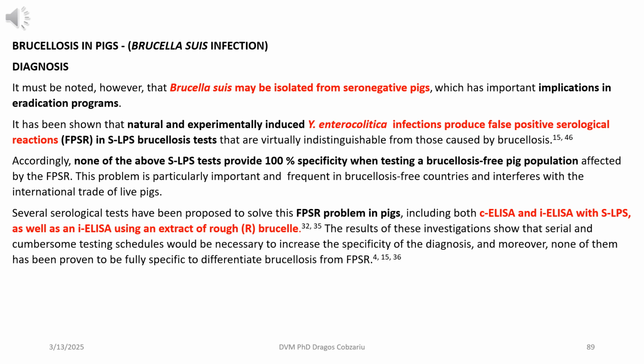Several serological tests have been proposed to solve this FPSR problem in pigs, including both C-ELISA and I-ELISA with SLPs, as well as an I-ELISA using an extractive rough R. Brucella. The results of these investigations show that serial and cumbersome testing schedules would be necessary to increase the specificity of the diagnosis, and moreover, none of them has been proven to be fully specific to differentiate brucellosis from FPSR.